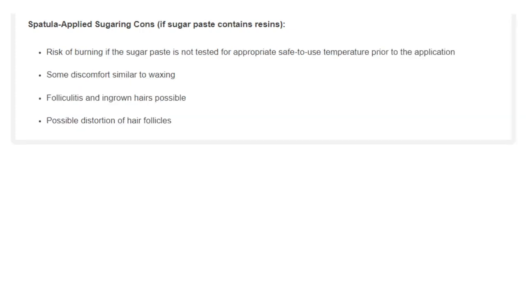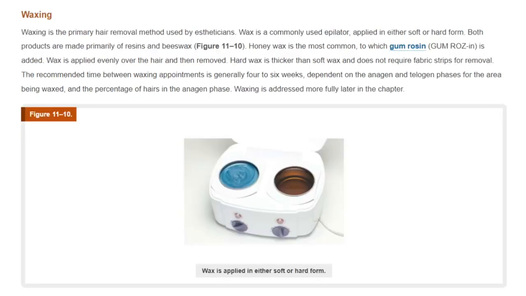Spatula-applied sugaring cons, if sugar paste contains resins. Risk of burning if the sugar paste is not tested for appropriate safe-to-use temperature prior to the application. Some discomfort similar to waxing. Folliculitis and ingrown hairs possible. Possible distortion of hair follicles. Waxing. Waxing is the primary hair removal method used by estheticians.